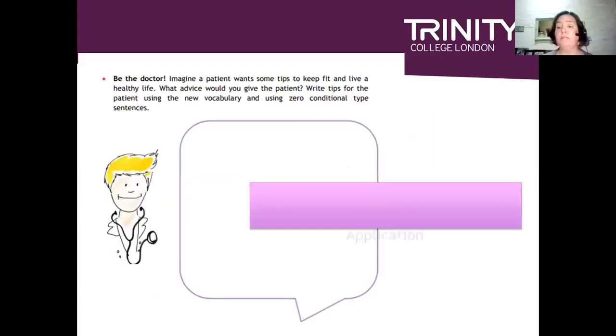And then, of course, an example of application. Now, all right, now you're the doctor, okay? You're the doctor, so you have to give some pieces of advice to patients. And of course, they will have to use the structures and the vocabulary, but they can also use any other prior language knowledge that they have to fulfill the task.